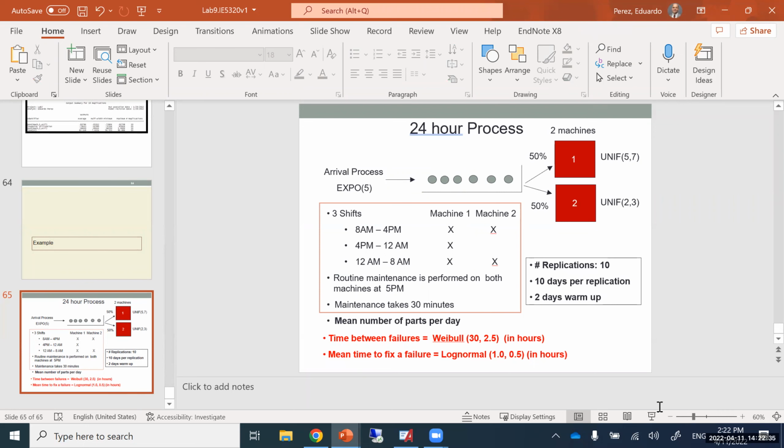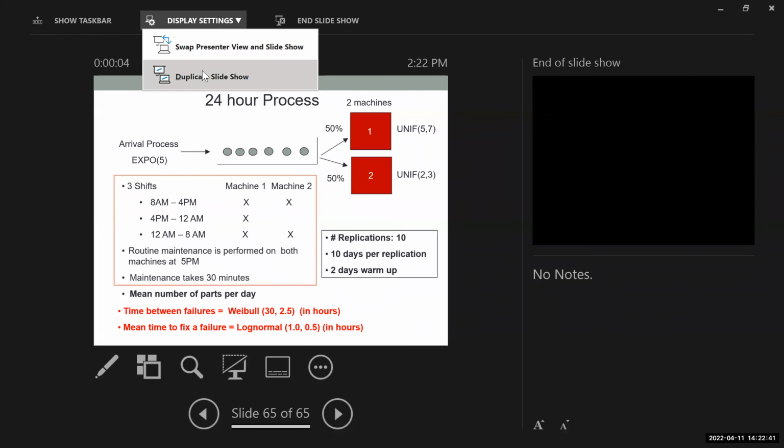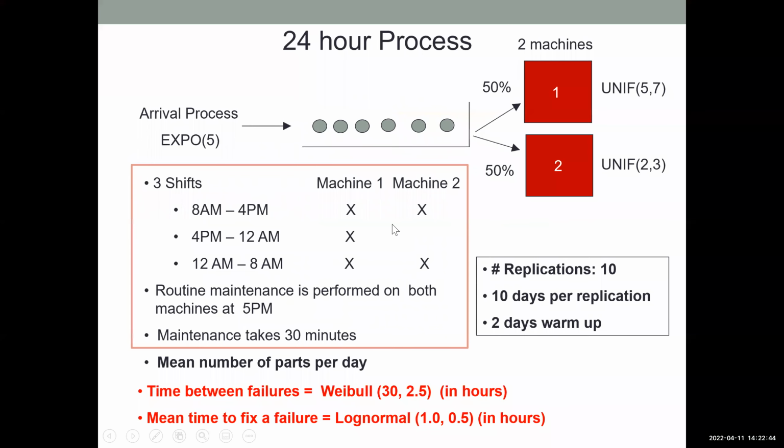Thank you. Yeah, we changed that because we had an issue with the number of units generated exceeding the 150 limit for the educational version. So thank you for the reminder. So these are the probability distributions. And then we have routine maintenance performed on both machines at 5 p.m., and maintenance takes 30 minutes. So we represented that all using our schedules for the machines.